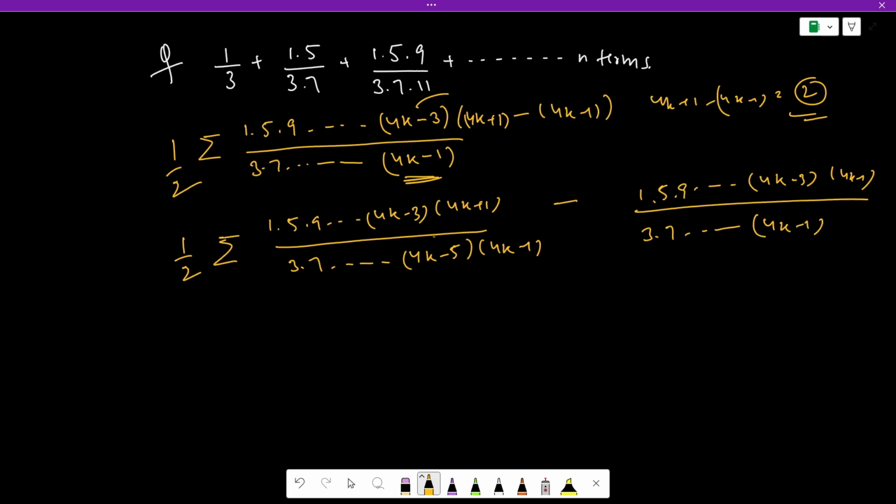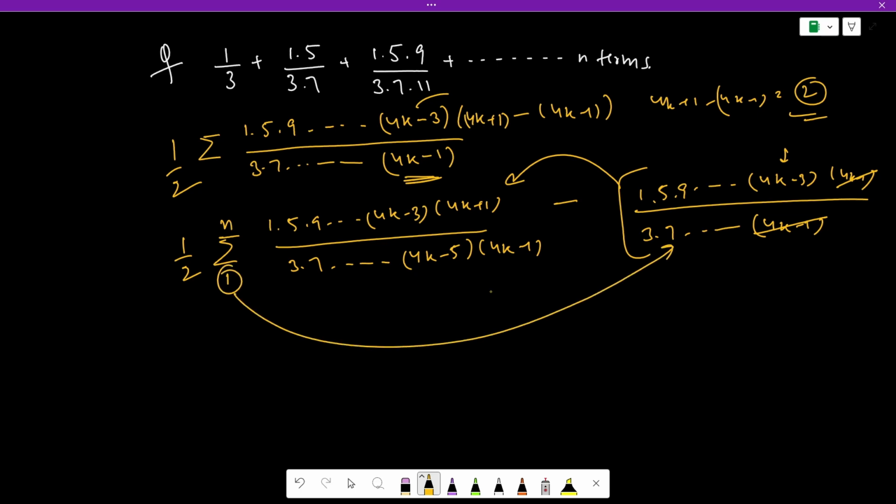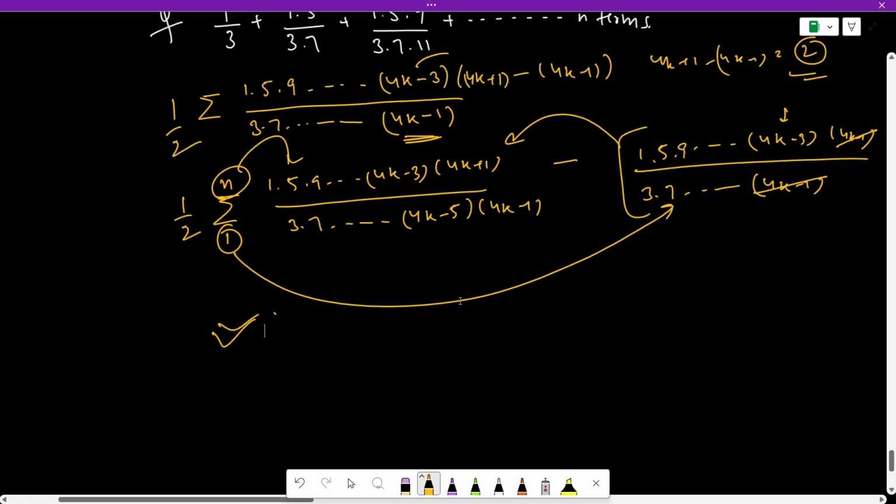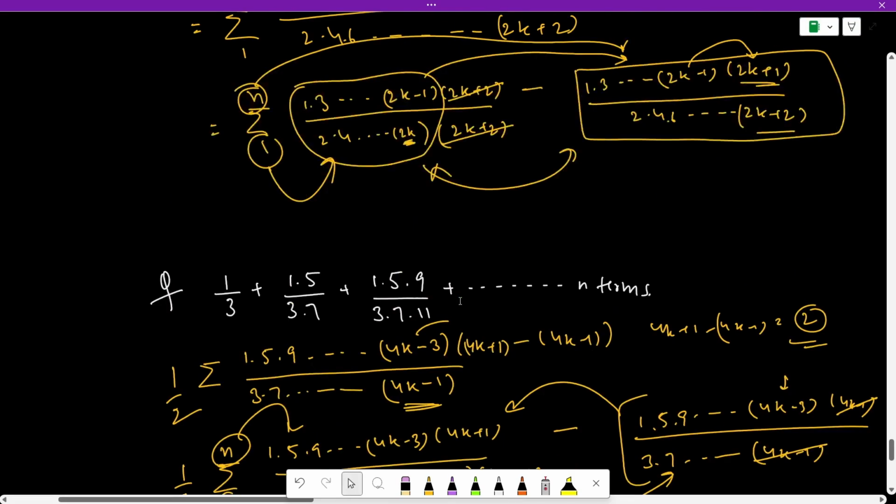Now here as you can see these terms get cancelled, and what we are left with is this part. So if you put k equal to k plus 1 in this, you will get this complete expression. So the limits are from 1 to n. Now just put 1 here and n in the greater one, so you can find the answer, right? So I hope you understood how we can solve these types of questions also.